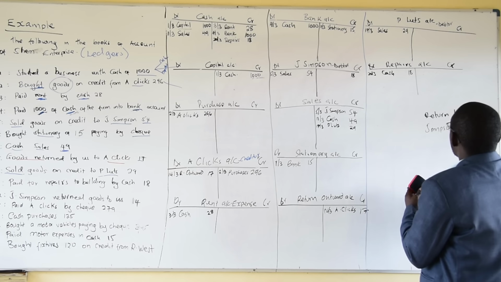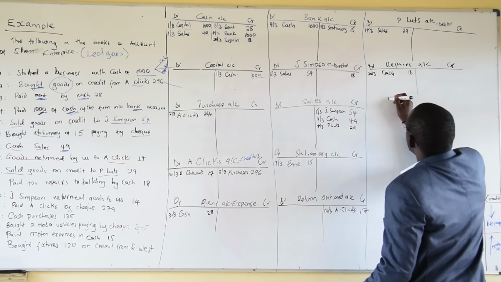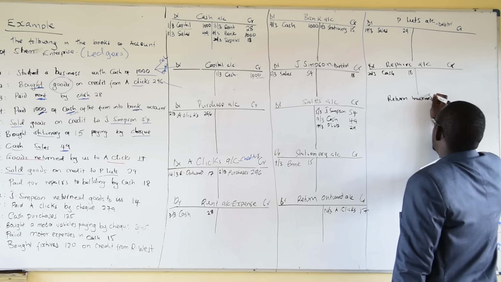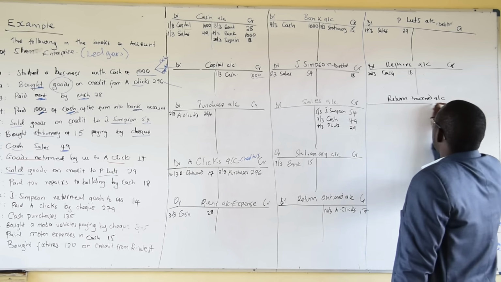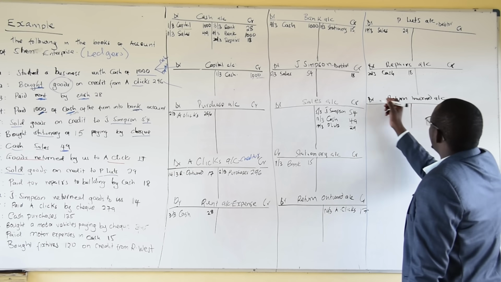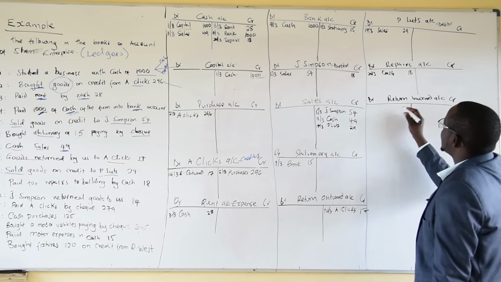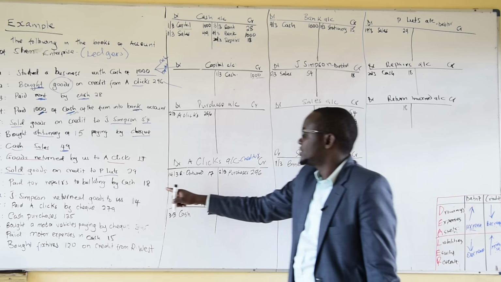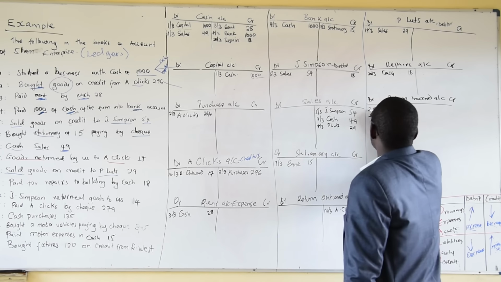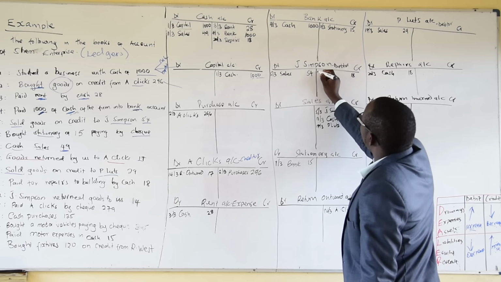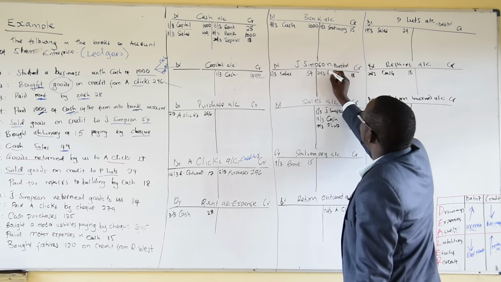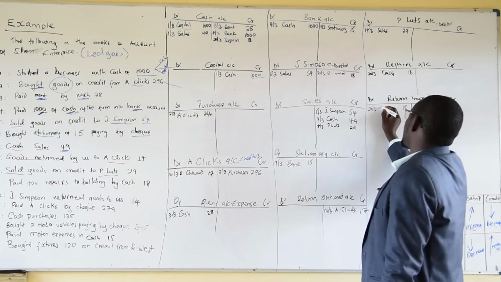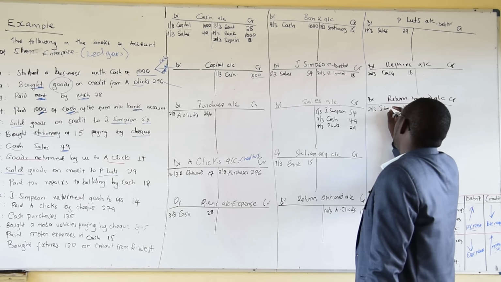Then I open a return inwards account. We have a debit here and we have a credit. So we are supposed to debit 18 here. The date is 20th of March. These goods went to return inwards. These goods came from J. Simpson.